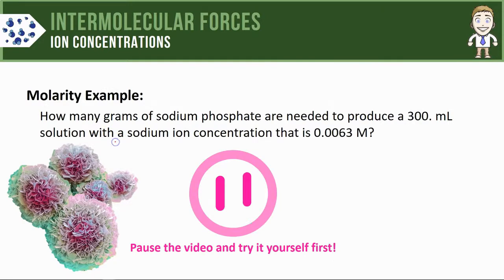Let's close the video with an example. How many grams of sodium phosphate are needed to produce a 300 milliliter solution with a sodium ion concentration of 0.0063 M? Remember to pause the video and try this yourself before you watch me go over the answers.